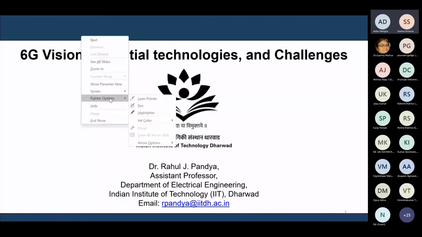Connectivity density which is targeted is around 10 to the power 7 devices per square kilometer, which is very high.